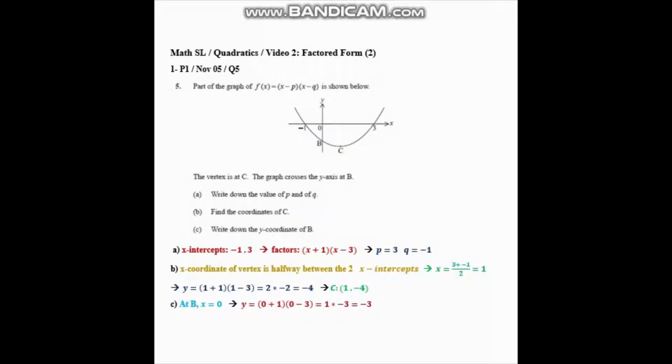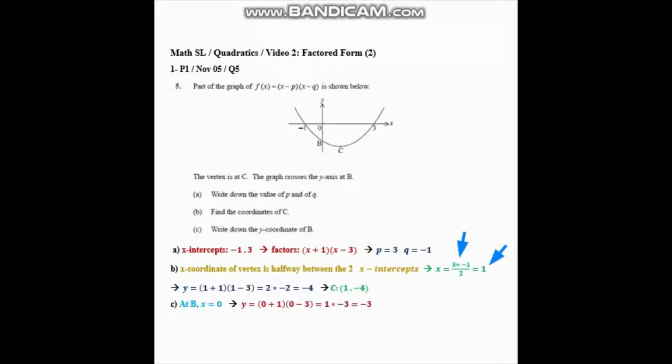So C has to lie halfway between 3 and -1. In order to find the x value of C, I shall take the average of the two x-intercepts. So 3 plus -1 over 2, which gives me a value of 1. Now, watch out, because sometimes the question asks for the x coordinate and sometimes the question asks for the coordinates. So if the question does not specify, you need to find the x coordinate and the y coordinate.